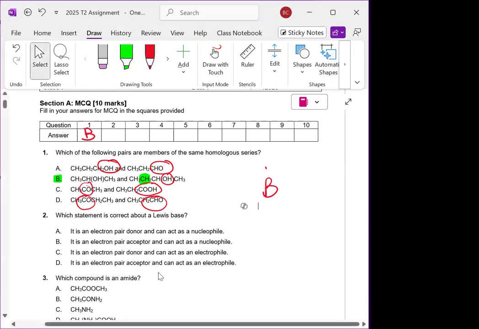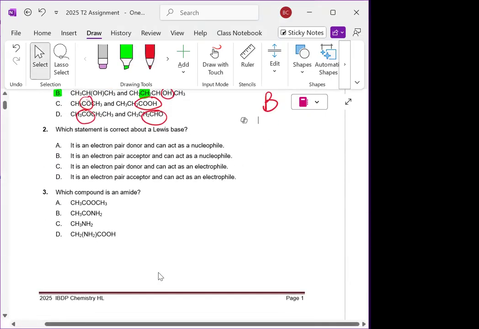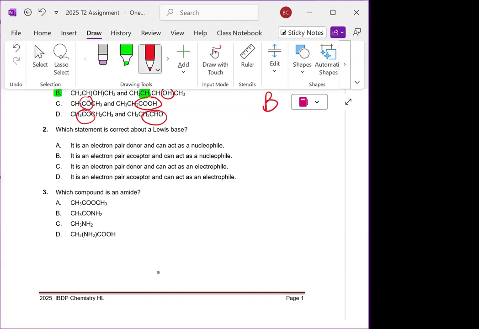Next, which statement is correct about a Lewis acid? A Lewis acid is seen in a dative bond as an electron pair donor. Being an electron pair donor, it is actually electron rich and therefore is attracted to the opposite charge, which is the positively charged nucleus. So it acts as a nucleophile and it has an electron pair donor. So the answer is A.